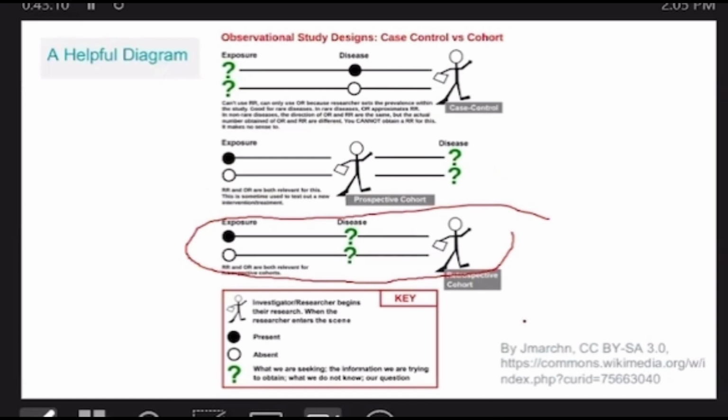Oh, go ahead. Odds ratio. RR is relative risk. Let me write it. That's a good question. RR, relative risk, and OR, odds ratio. We're still going to talk about all of that. Thank you for asking that question.